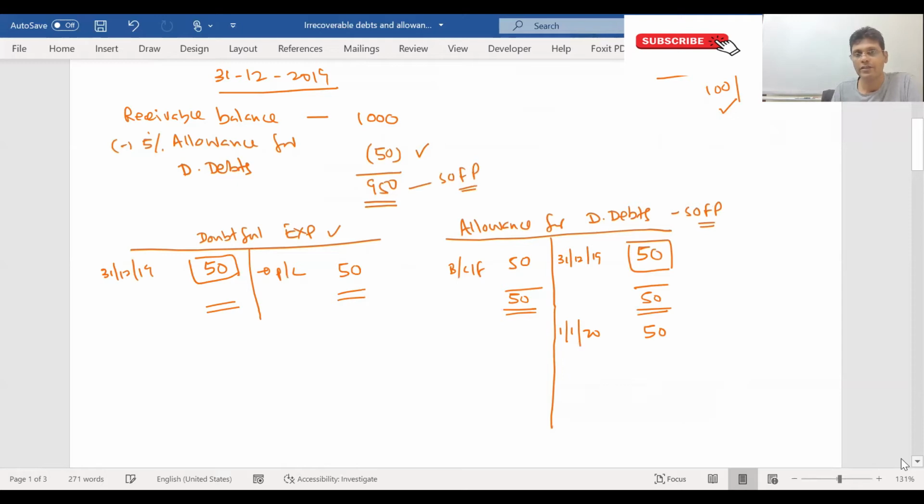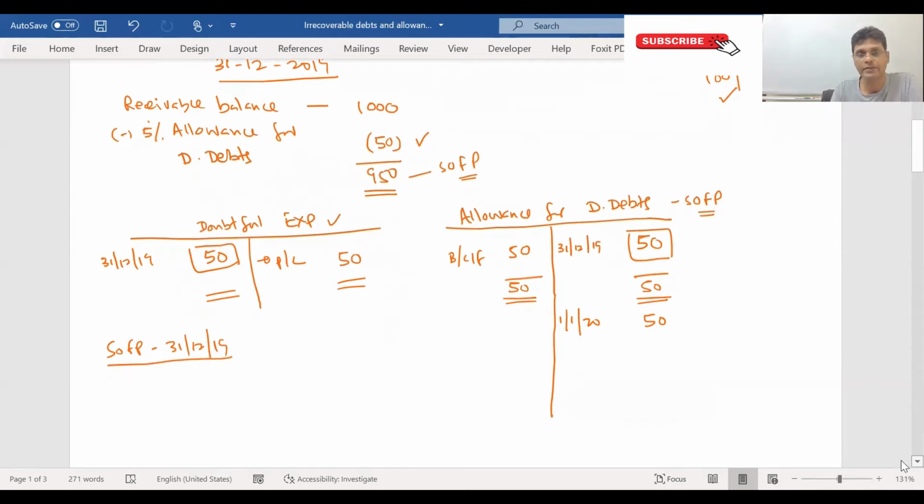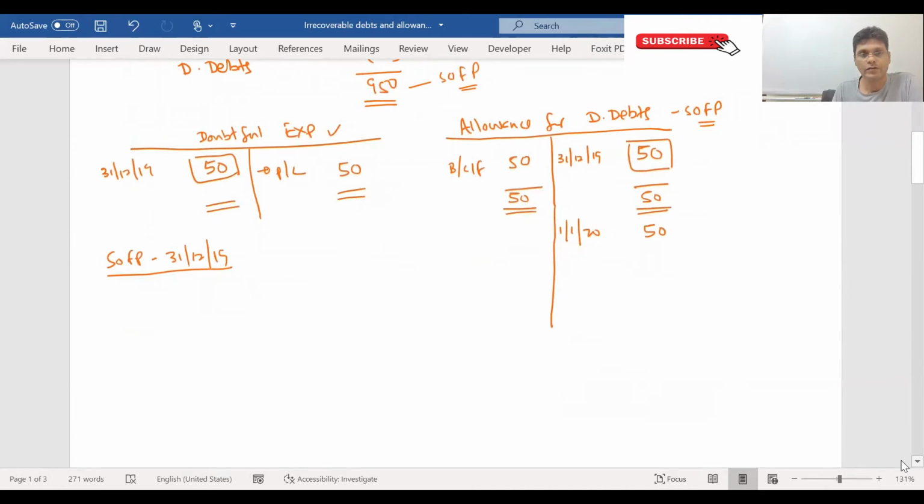If you take the extract of the statement of financial position as at 31st December 2019, this balance will be under current assets.